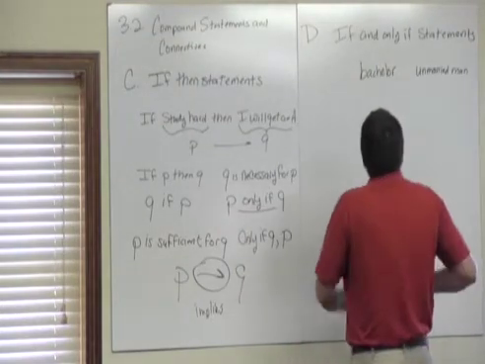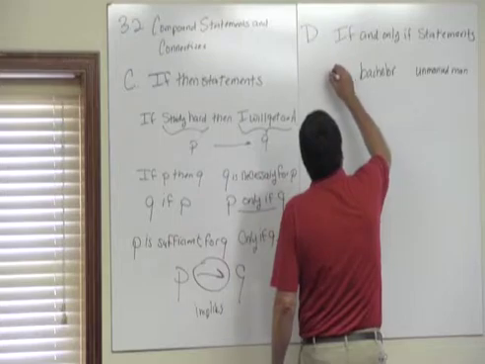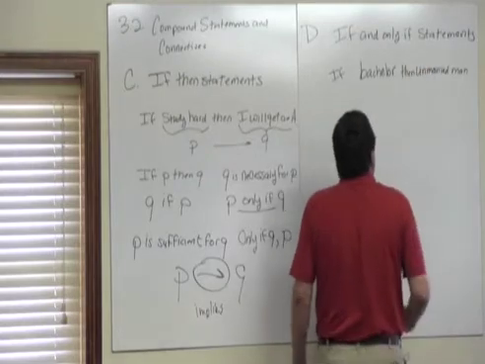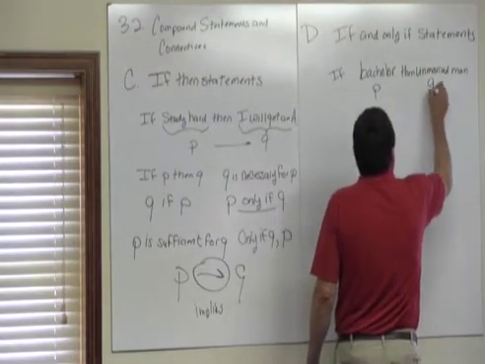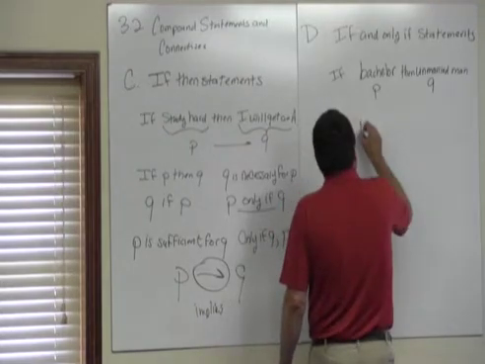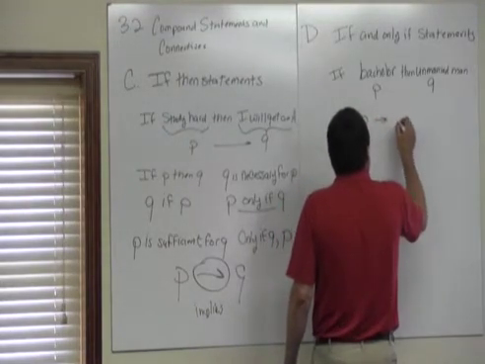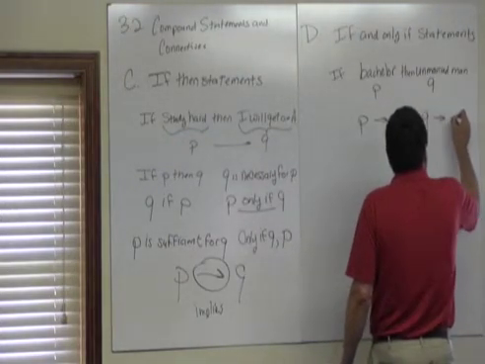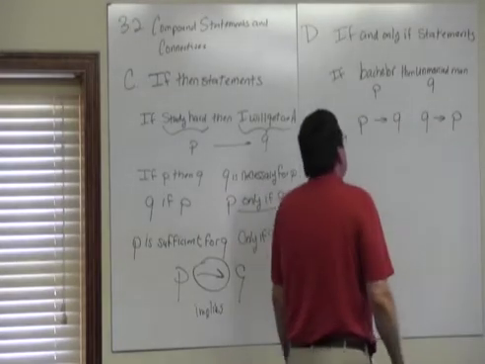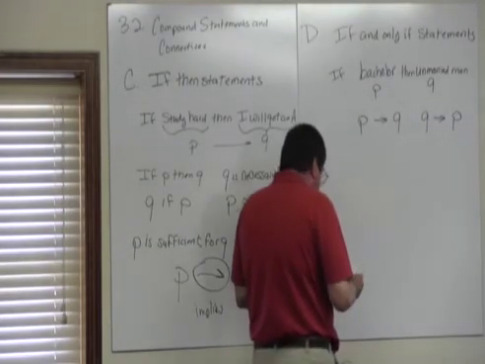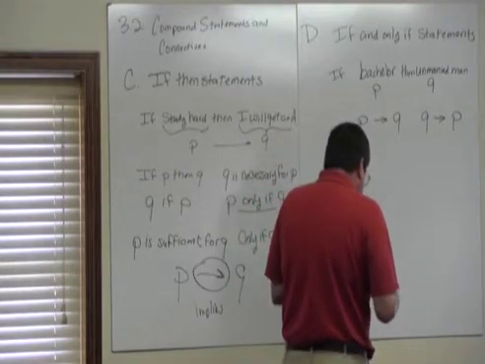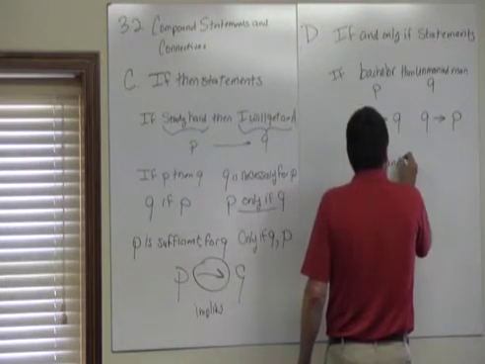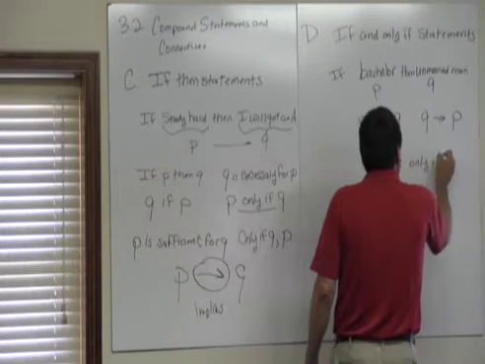So let's see if I could write it another way. If I have a bachelor, then I have an unmarried man. P, Q. All right, so that means if I have a bachelor, I have an unmarried man. It also means if I have an unmarried man, then I have a bachelor. Now, when we think about that, that is called an if and only if.